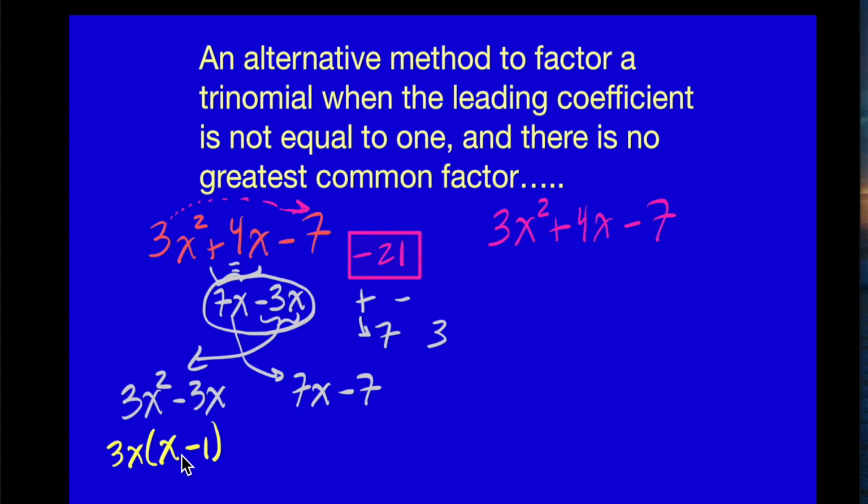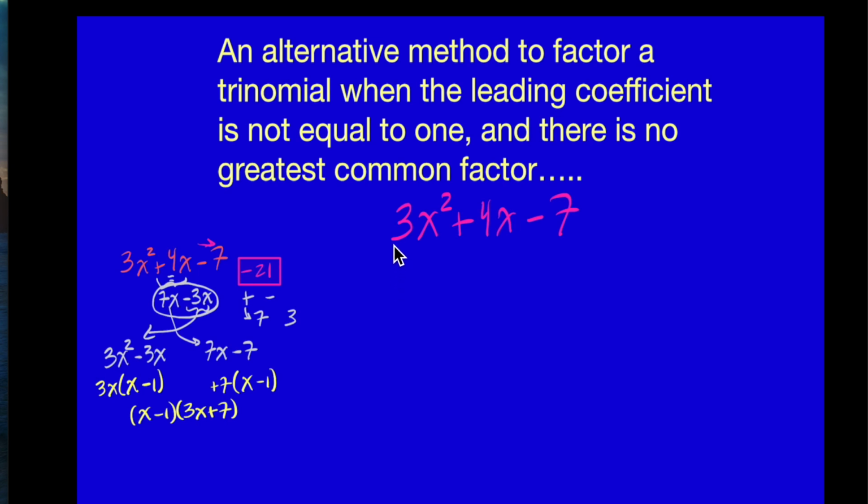And as soon as we get this in the parentheses, we copy and paste that over here, and we figure out what has to be in front to distribute and yield the 7x minus 7, and that is none other than positive 7. We then pull out the greatest common factor, that is x minus 1, and you are left with the other factor of 3x plus 7, and that is your final answer.